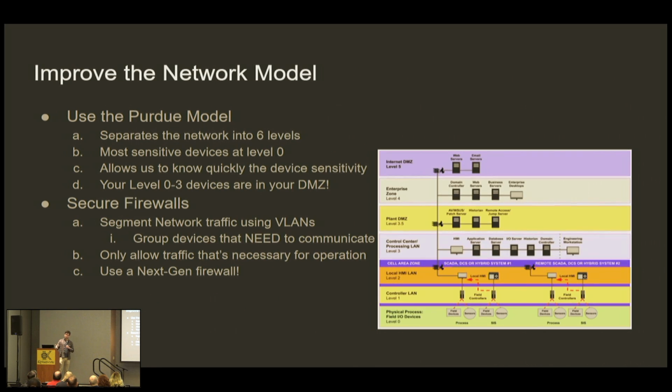Then you'll improve the network model. You'll use the Purdue model. This is the industry standard so far. So that separates the network into 6 levels. Level 0 through 3 are your DMZ. This is going to be where all of your PLCs and everything go. Then the levels above that, you have different levels of how much IT is there. You have your data historians at one level, and then going up till you have your normal IT environment.